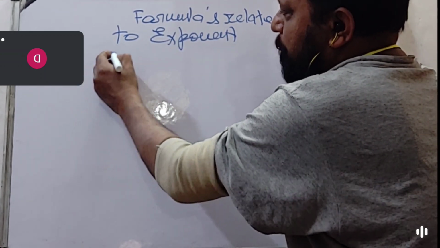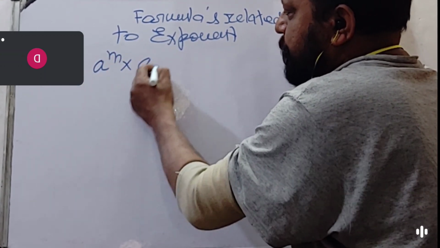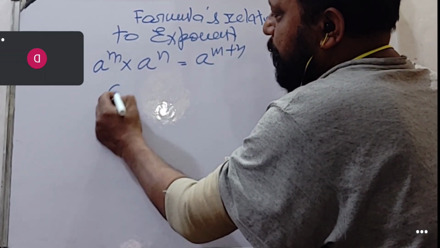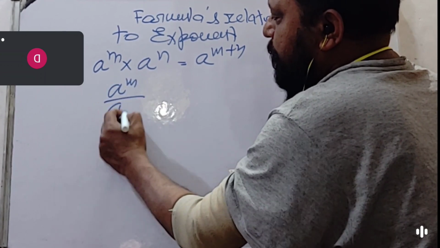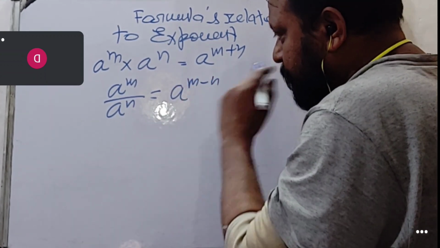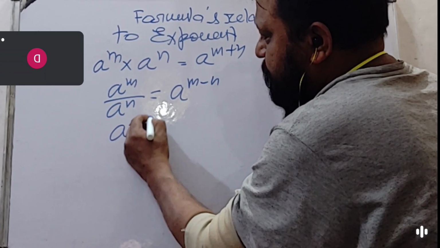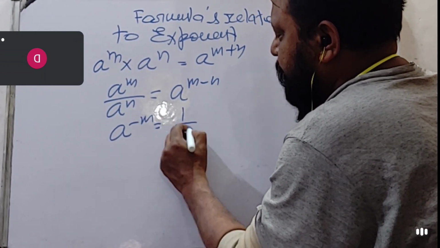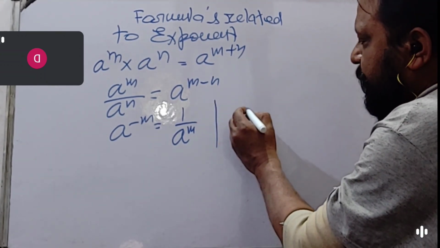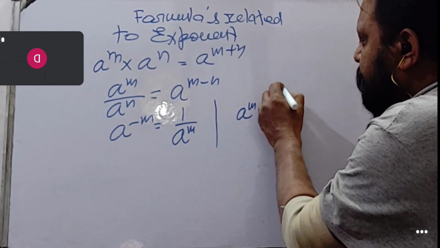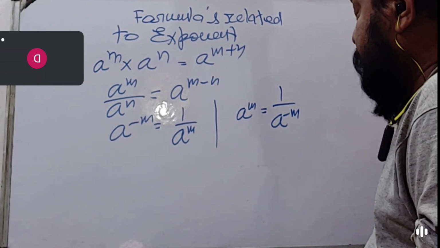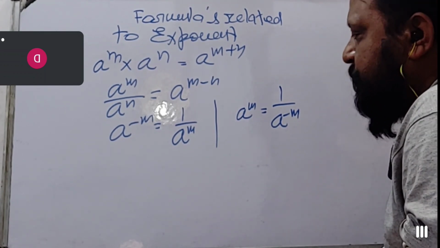A raised to the power m into a raised to the power n is equal to a raised to the power m plus n. A raised to the power m upon a raised to the power n is equal to a raised to the power m minus n. A raised to the power minus m is equal to 1 upon a raised to the power m, or we can write a raised to the power m is equal to 1 upon a raised to the power minus m, right?